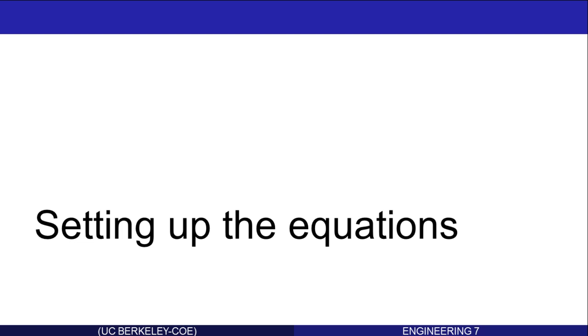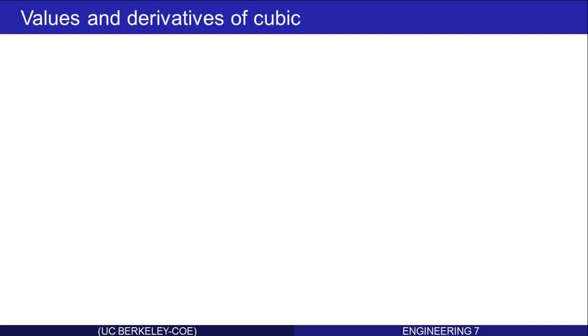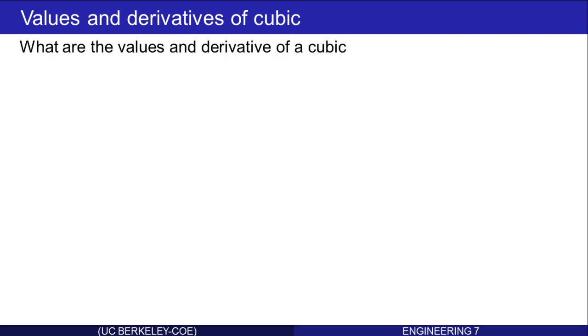We've laid out the theory for cubic spline interpolation. Now it's time to see how we'd set up the equations in order to solve for the polynomial coefficients. Let's first focus on working out some of the details of that cubic function. What are the values and derivatives of a cubic of this form?